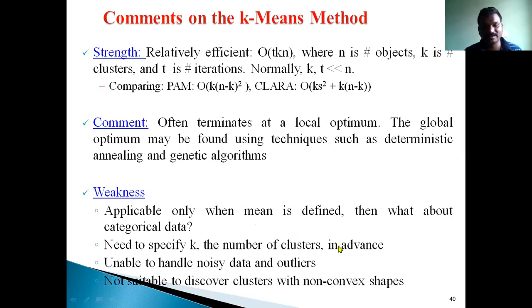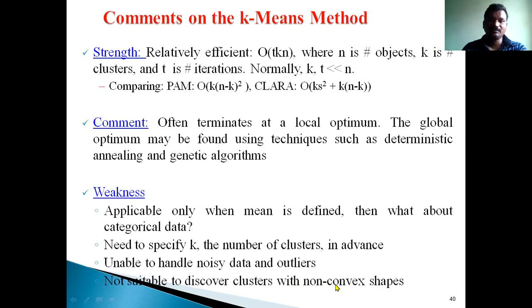The k-means algorithm fails. Another important weakness is that you need to specify k. Every time you need to specify the k value, the number of clusters, in advance. It is unable to handle noisy data and outlier data. The k-means algorithm is unable to handle noisy data. It is also not suitable for discovering clusters with non-convex shapes.